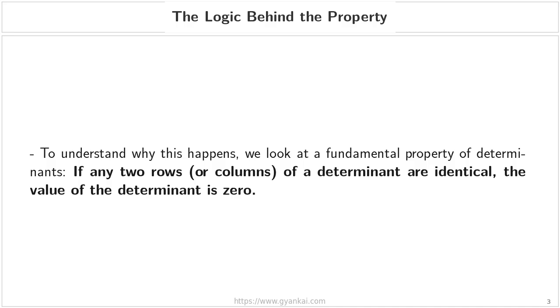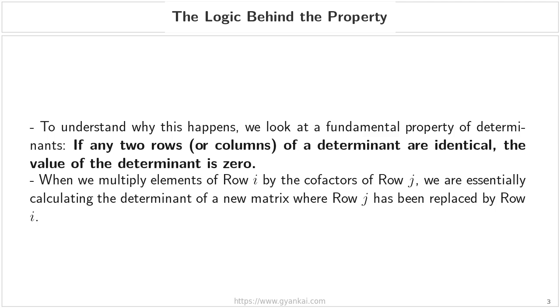Now, you might be wondering, why does this happen? Why does the sum always result in 0? To understand the logic behind this property, we need to look back at a fundamental rule of determinants that we've studied before. If any two rows or any two columns of a determinant are identical, the value of that determinant is always 0. Let's connect this to what we just discussed.